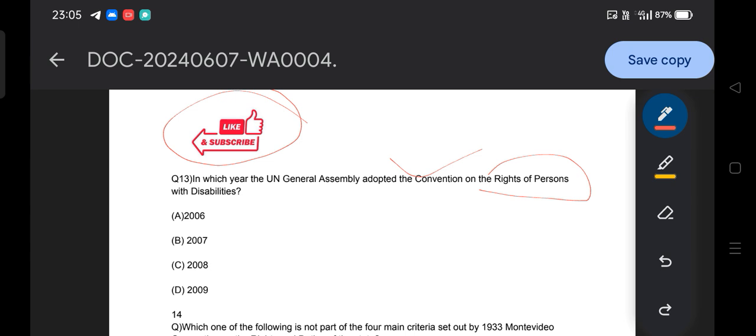The answer to this question is option A, 2006. The Convention on the Rights of Persons with Disabilities was adopted in 2006, and in 2008 it came into effect. So 2008 it came into effect, and 2006 it was adopted.